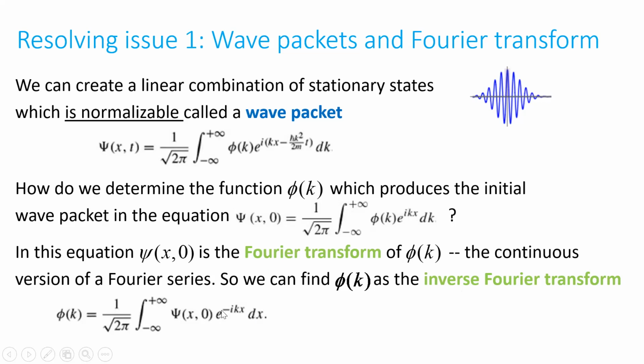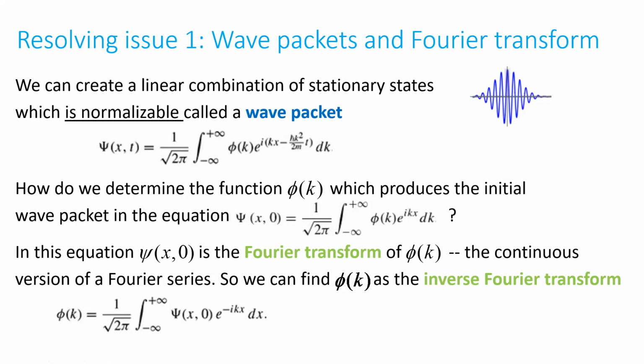So if you compare these two formulas, the difference between them is that we've switched phi k and psi of x, 0, because we're looking for phi k here. And the other difference is that we have e to the i kx here, whereas here we have e to the minus i kx. Okay? So these are the Fourier transform and the inverse Fourier transform.